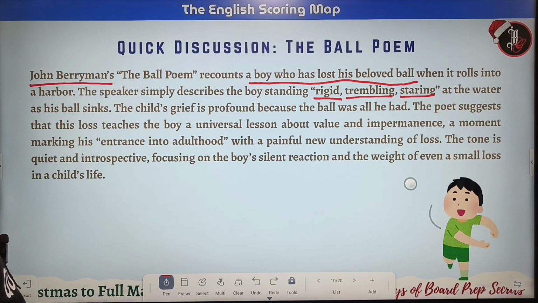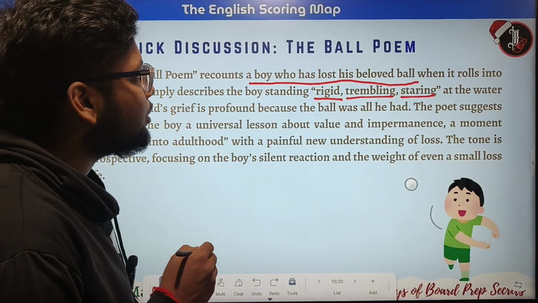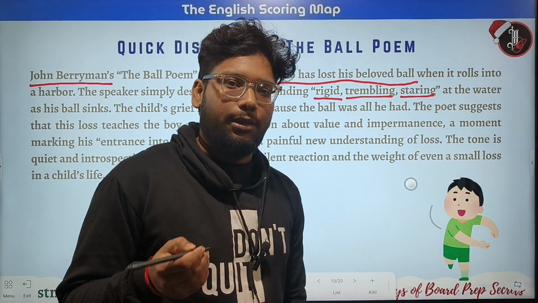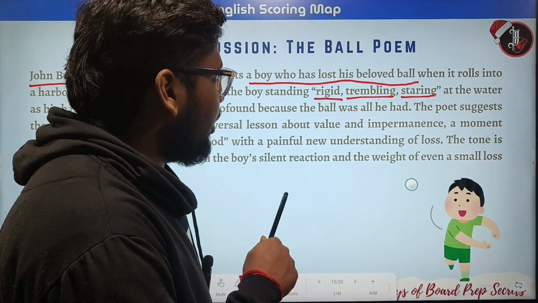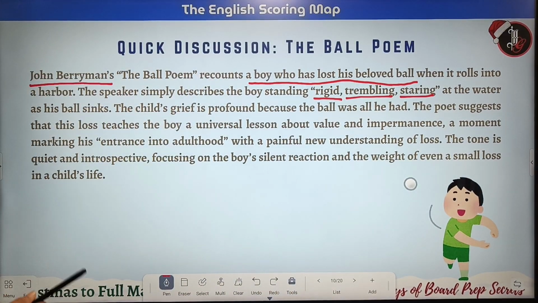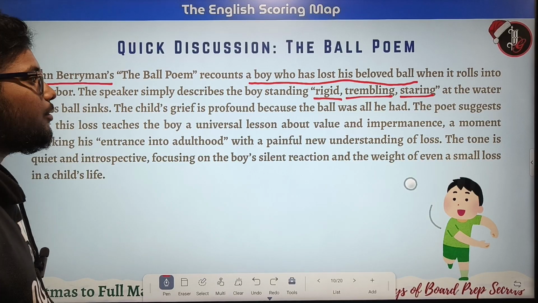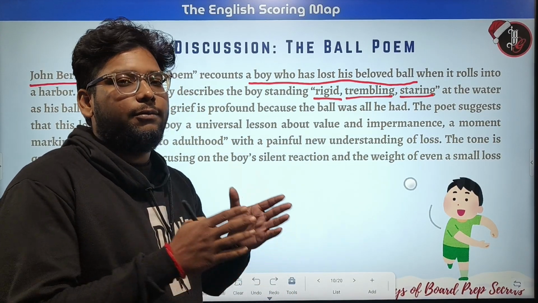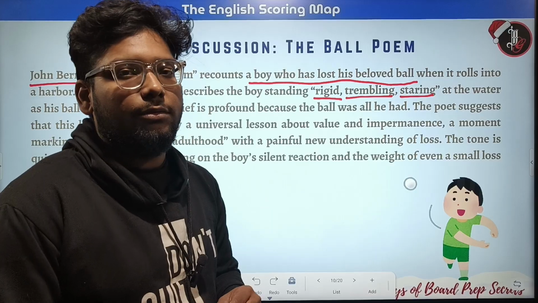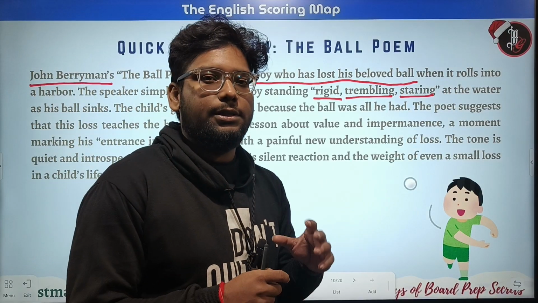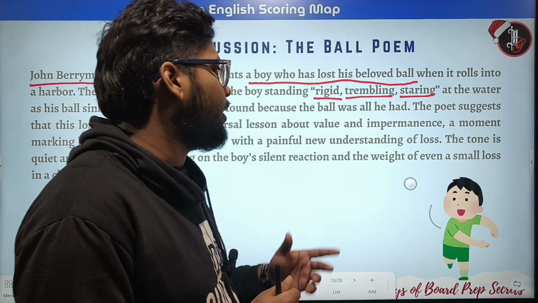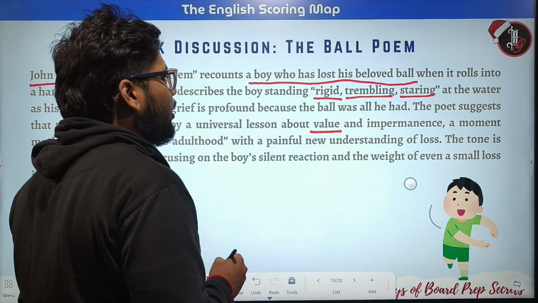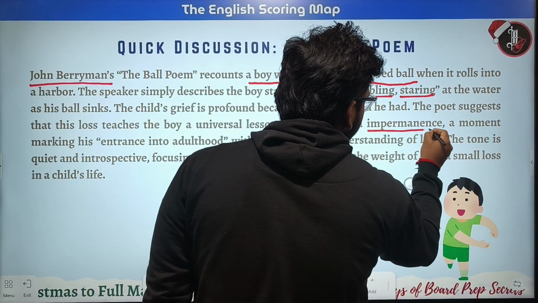So the child's grief is profound because the ball was all he had. The child only had the ball; he had nothing else as a toy. The poet suggests that this loss teaches the boy a universal lesson about value and impermanence. Impermanence means that anything you have lost, which is very important to you, now you have to leave alone. So what the loss of the ball teaches the boy is value and impermanence.